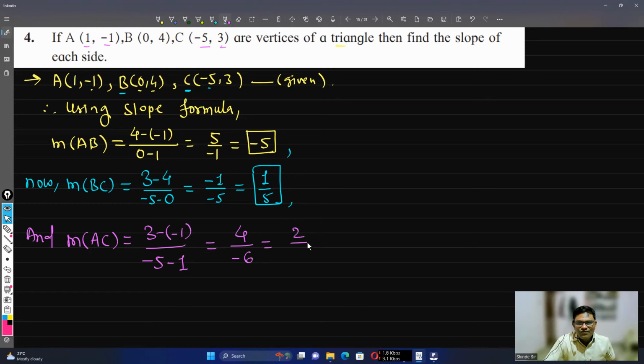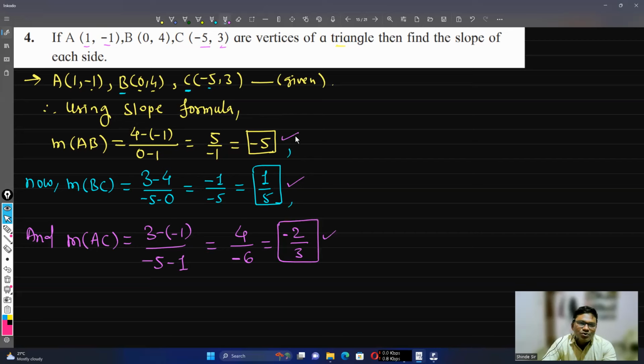So 2 2s are 4 and 2 3s are 6, and this negative sign will go to the numerator since it is a standard form of rational number. So the slope of AC is equal to minus 2 upon 3, and we can clearly see that no slope is equal, since these are the sides of a triangle and they are not parallel, or not a single side of any triangle is parallel to another line.